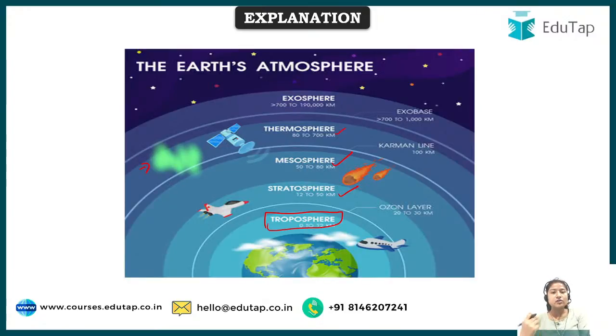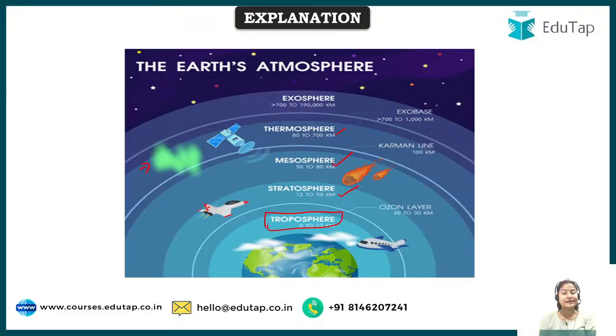Secondly, satellites are also present in the thermosphere. This is somewhere in the range of the thermosphere and exosphere. Usually it is in the thermosphere, but according to needs, some can go up to the extent of the exosphere also. Satellites are important for communication, right? And the last layer is the exosphere.